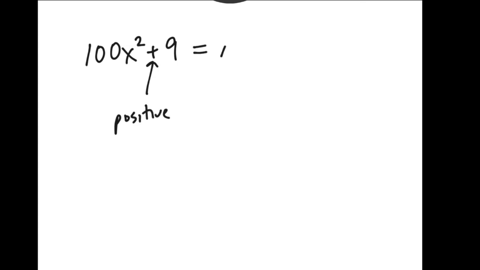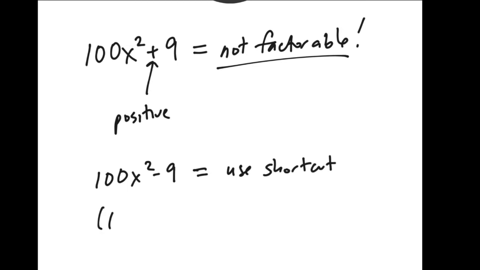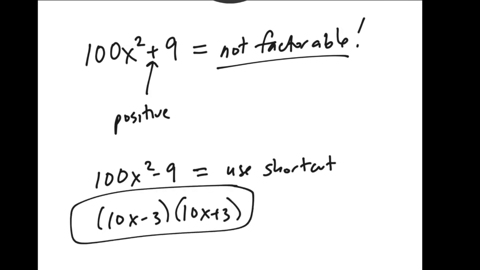So again, anytime you see a positive in the middle, regardless of what number it is, such like this, that means it's not factorable. If it was a minus, then you can use a shortcut. Again, today's lesson was called Difference of Squares.